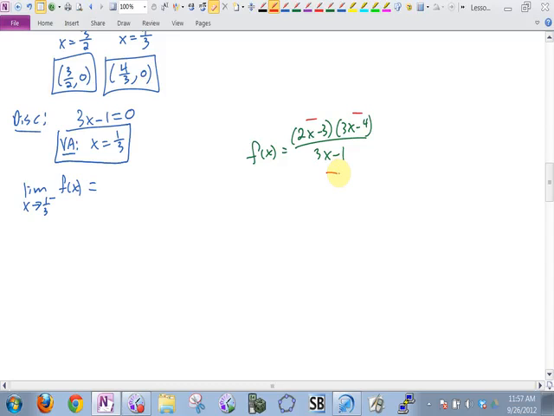So that is a negative. So that's going to negative infinity on the left. Now, as x approaches 1/3 from the right, that factor is going to be negative. That factor is going to be negative. And that factor is going to be positive.